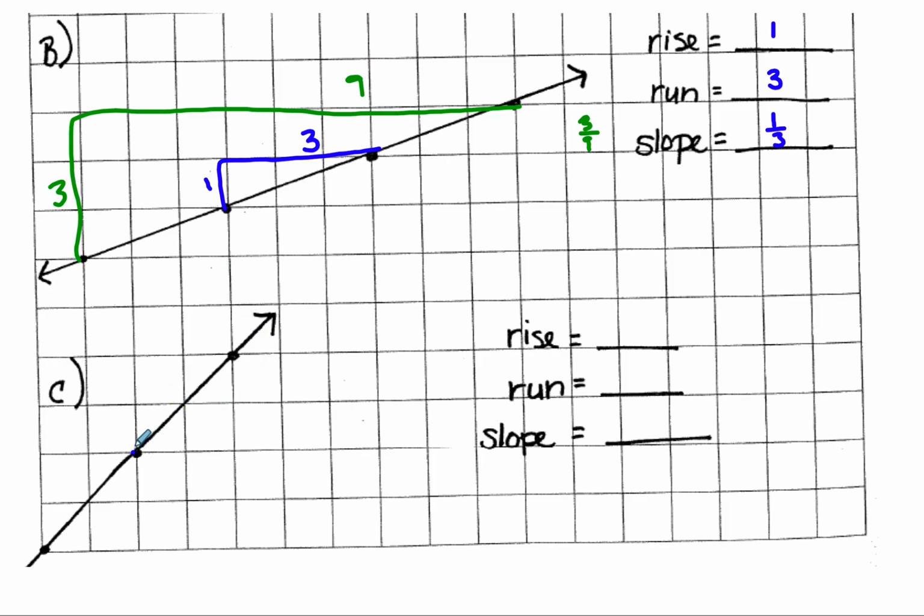Okay, let's try this for C. I'm going to pick these 2 points. Rise is 2. Run is 2. So our slope is 2 over 2, which simplifies to 1. You can have a whole number for your slope. You cannot have a mixed number.